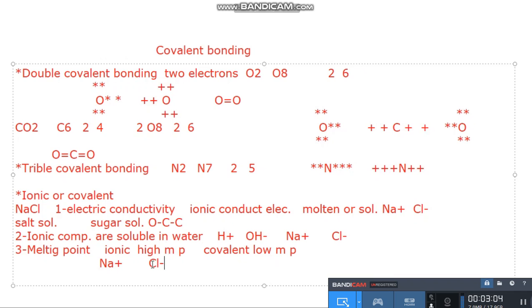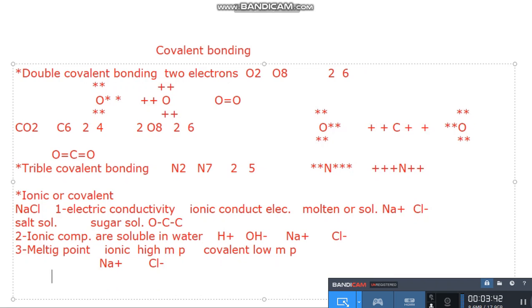So the attraction force between the ions in ionic compounds is very strong, and we need high energy to overcome it. While in covalent compounds, we don't have ions. The attraction force between the two atoms is weak.